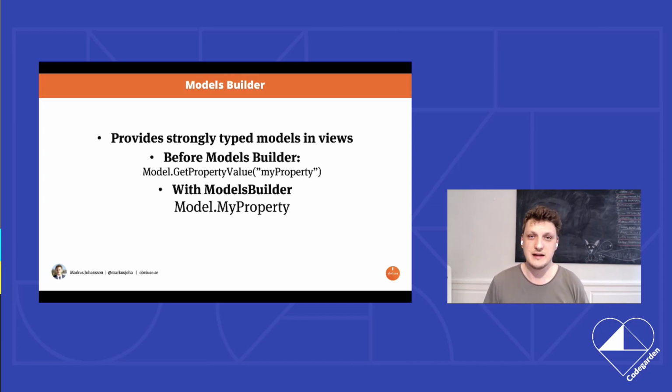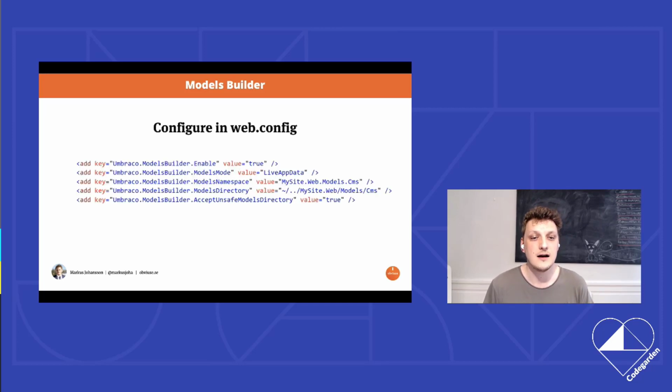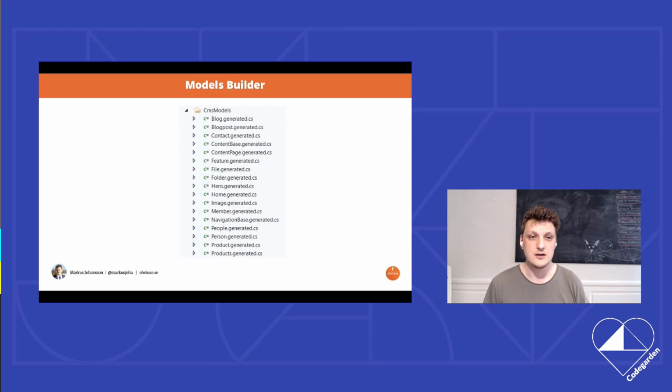And these models that Models Builder creates are actually wrappers around IPublishedContent. So it's not super complicated. We use this setup in all our websites. We use live app data, which means that we'll create C# files and put them in our projects and compile them with our projects. And we also put our model files in a separate project. That's optional, but it works good for us. So basically, you'll see a lot of files inside of Visual Studio, and these are the models that Models Builder creates every time you change something on a document type.